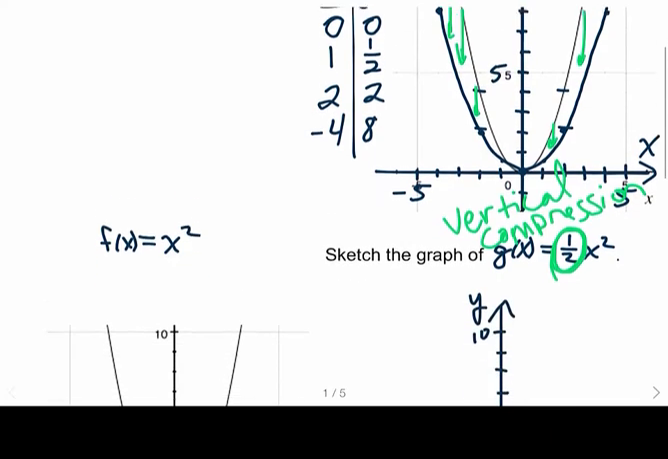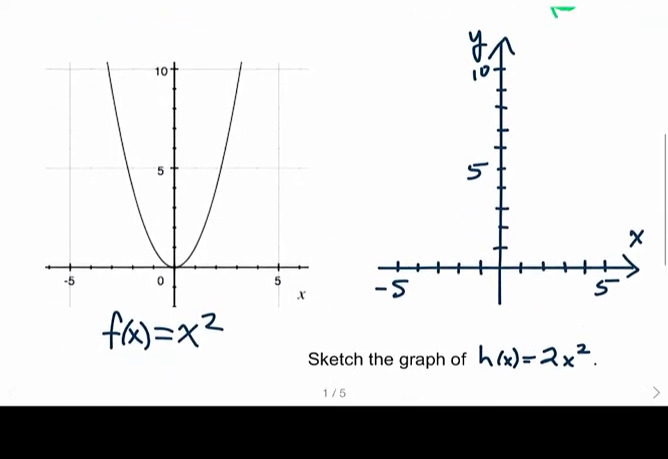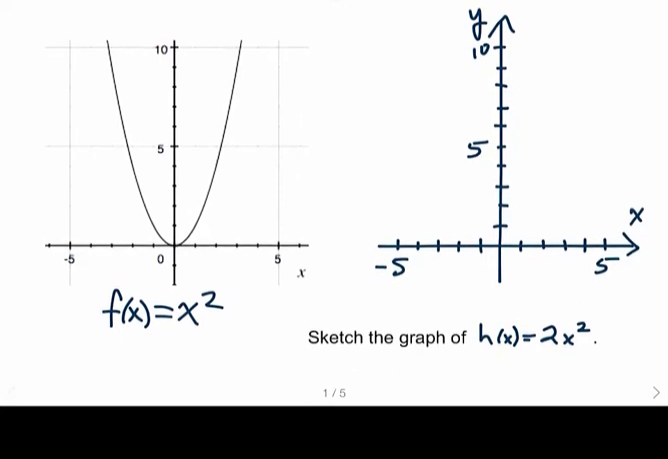Let's look at our next graph. You'll see that I have, again, f of x equals x squared for comparison. What I'd like for you to do is, using an XY table, crank out a few values and see if you can draw the graph of h of x.